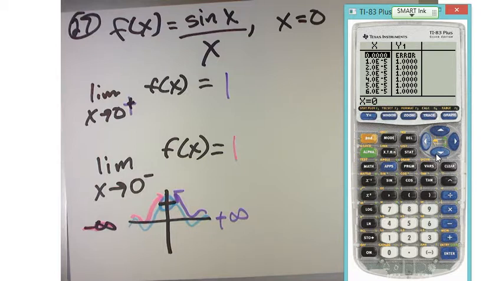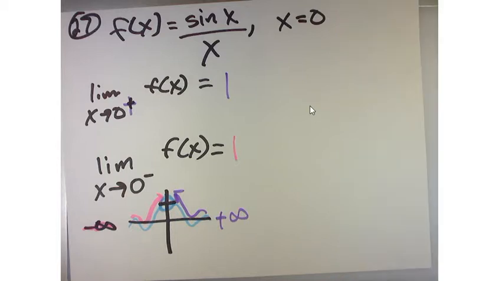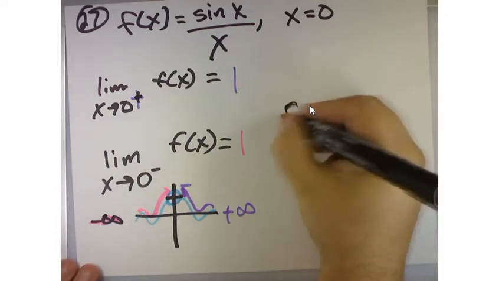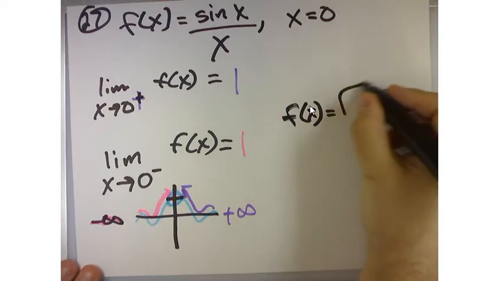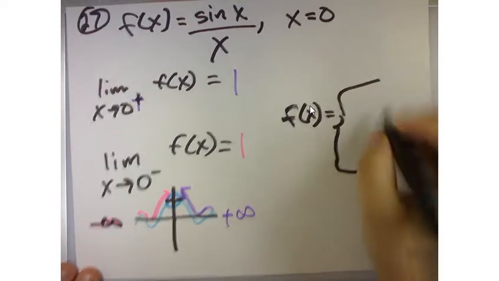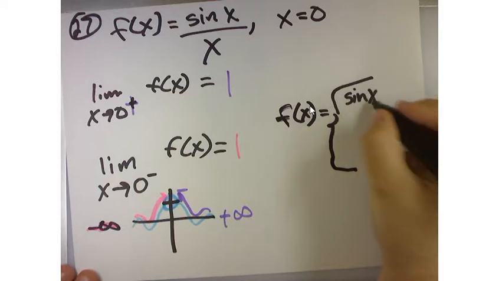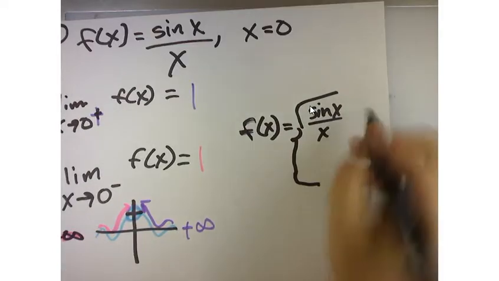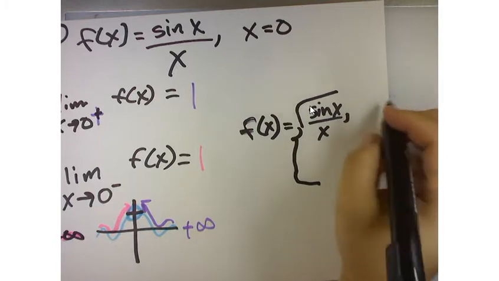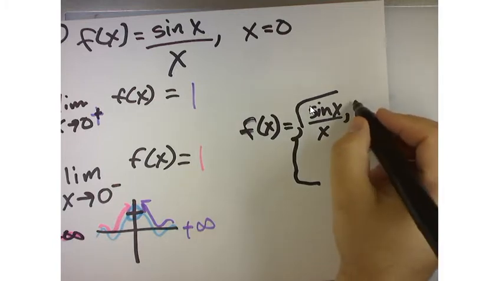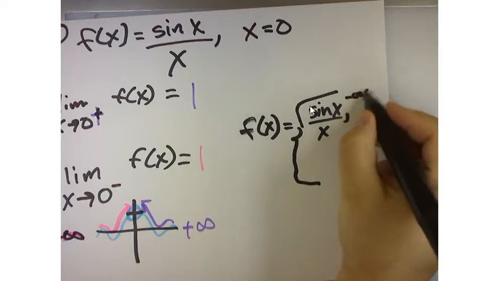Okay? I just need to plug the hole. How can I plug the hole? Well, what I need to do is rewrite my function as f of x is equal to sine of x over x. Now, what do I write there? What is the domain that we're interested in there? 0. I could say something like negative infinity to 0.